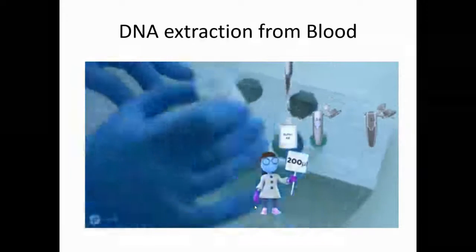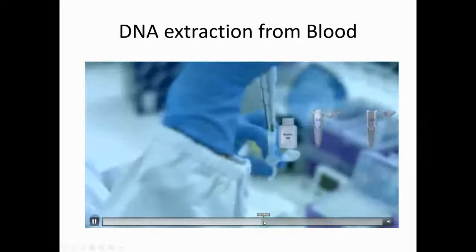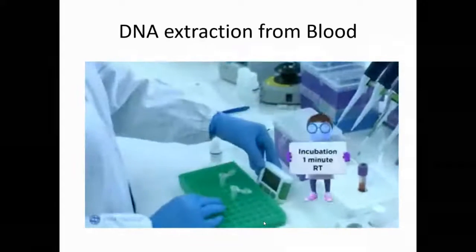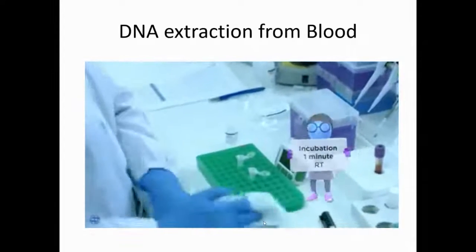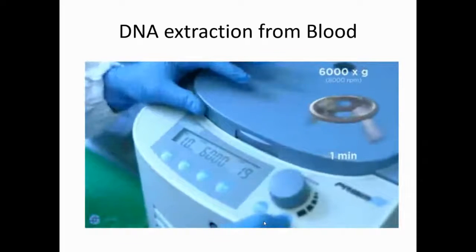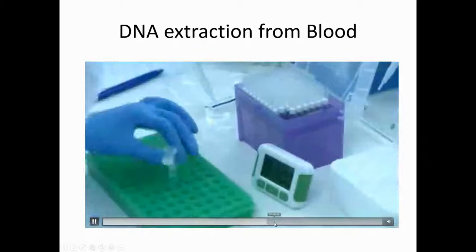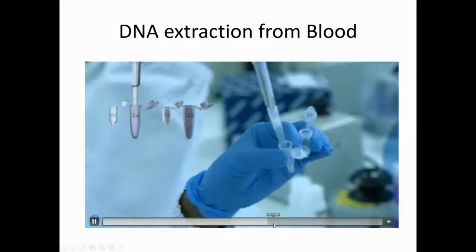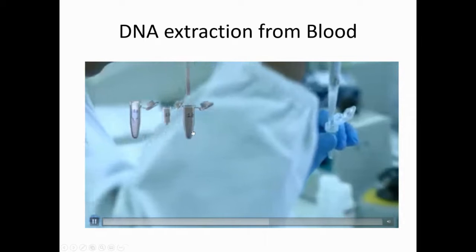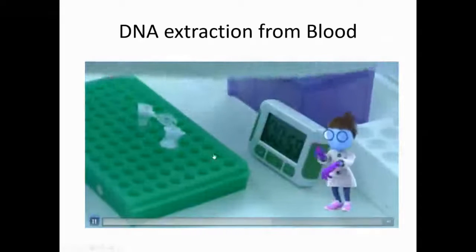Add 200 microliters of AE buffer to each spin column, remembering to change tips between samples. Incubate for 1 minute at room temperature. Centrifuge for 1 minute at 6000 G, that's 8000 RPM. Re-elute the filtrate, transferring this back onto the spin column. Repeat the incubation and centrifugation steps.